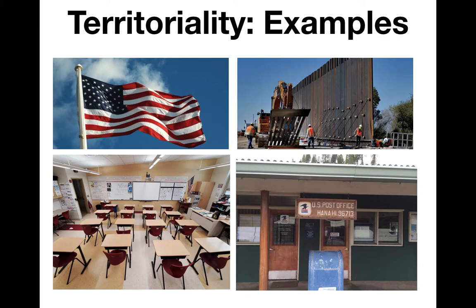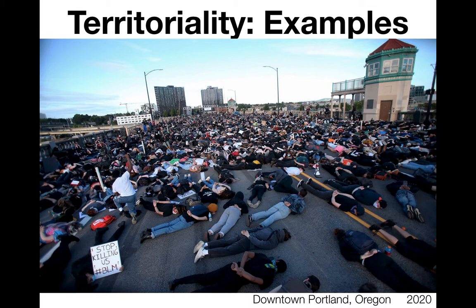Another example could be in a remote region, like in the region of Hana in Hawaii on the island of Maui. It's a pretty remote space, but the United States maintains a presence there by having a post office. So that's another example of having control over space.